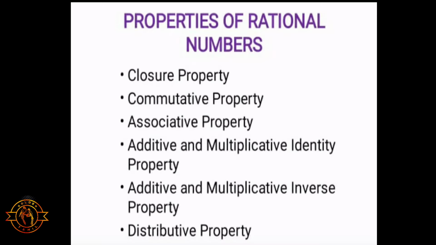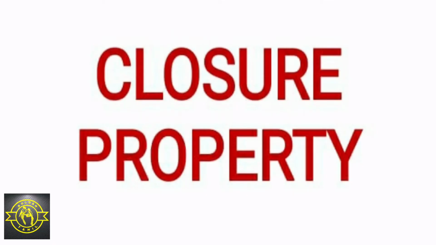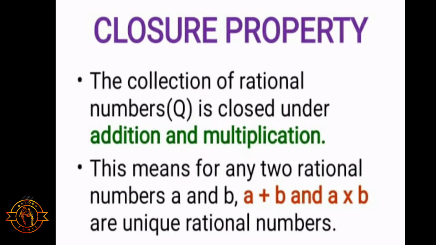What are the properties of rational numbers that we are going to discuss today? Yes, they are closure property, commutative property, associative property, additive and multiplicative identity property, additive and multiplicative inverse property, and distributive property. First, we are going to see about closure property. The collection of all rational numbers Q is closed under addition and multiplication.